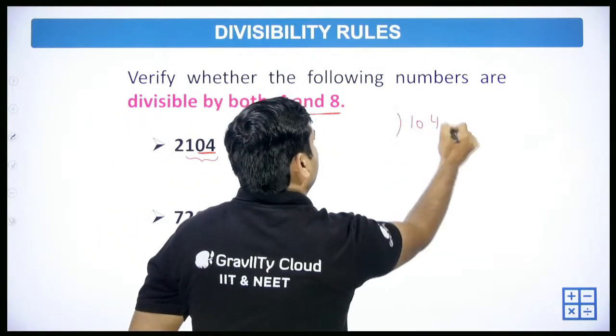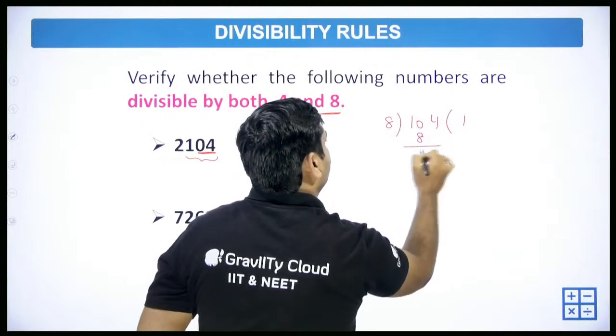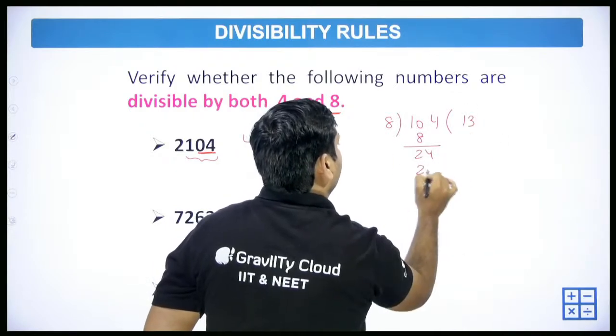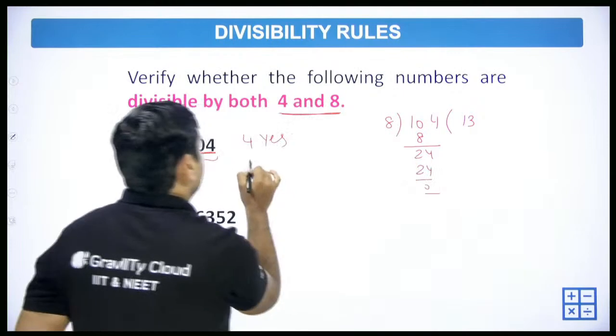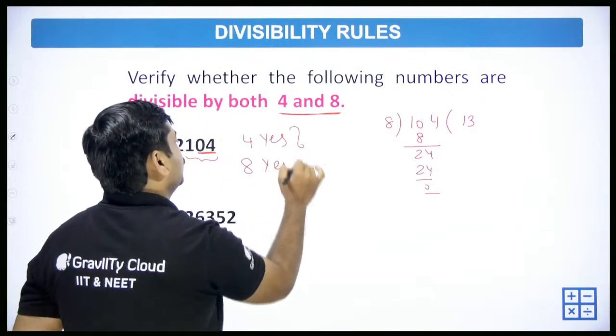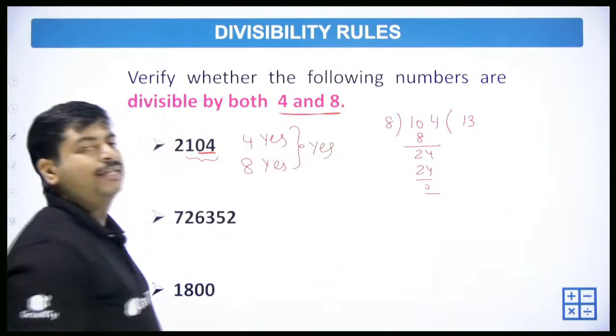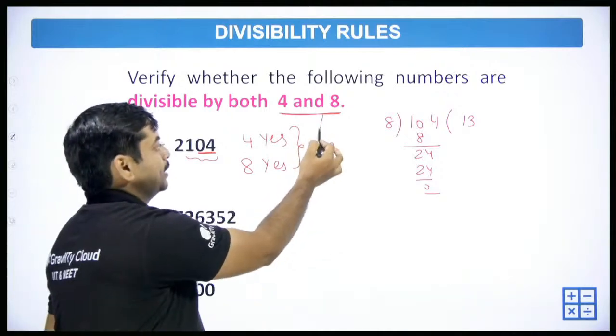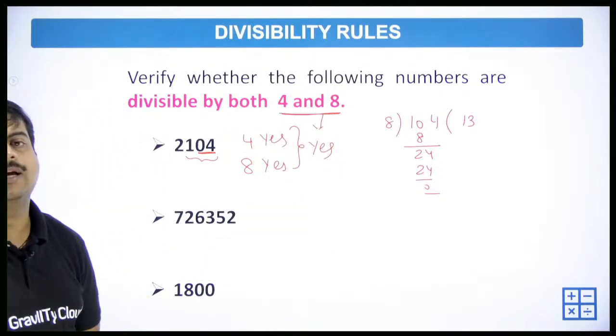104 and 8. 8 ones are 8 and 2, 4. 8 13s are 24. And yes, you can say that 8 is also yes. So yes for both of them. It is divisible by 4 and 8.